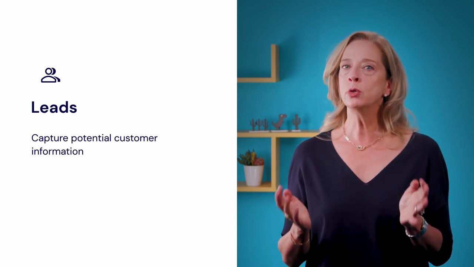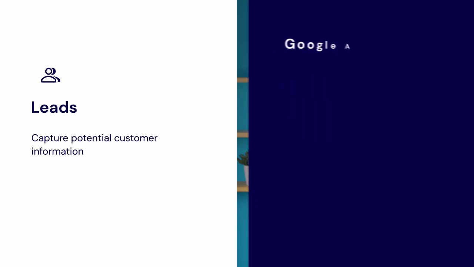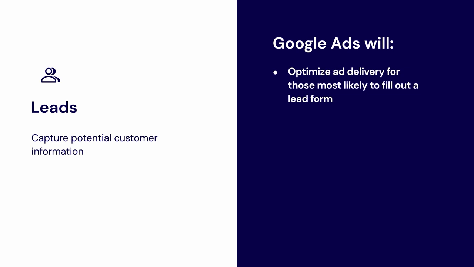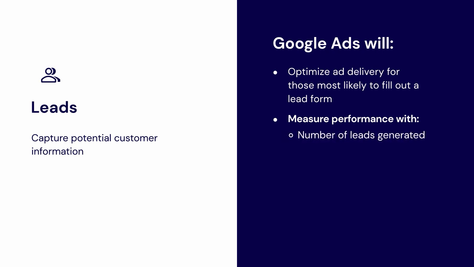When you choose the leads campaign objective, Google Ads will optimize your ad delivery to reach customers who are most likely to fill out a lead form or take other actions that generate leads. When measuring the performance of your campaign later, you will study the number of leads generated and the cost per lead. Here's an example where the leads objective is a good choice.